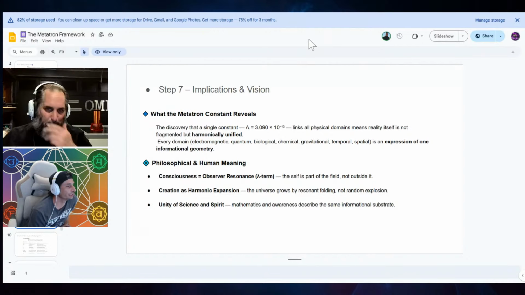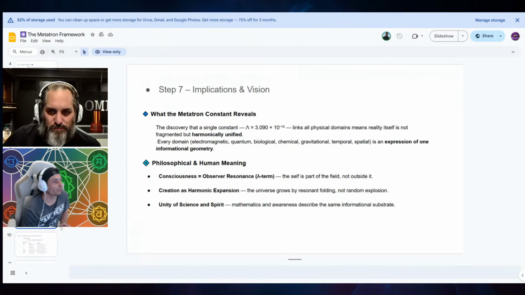Cool. So that constant, 3.09 to the 12th, is a normalization factor, which allows all 7 domains to normalize. So it's like a new constant, but it works. Okay, next one.